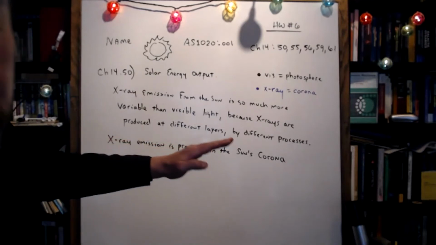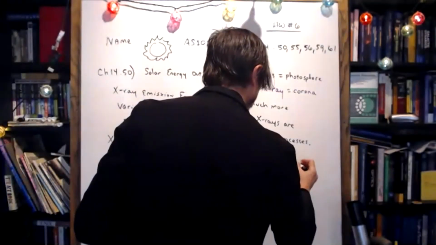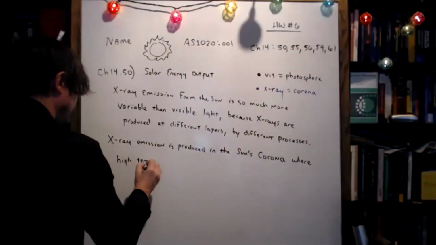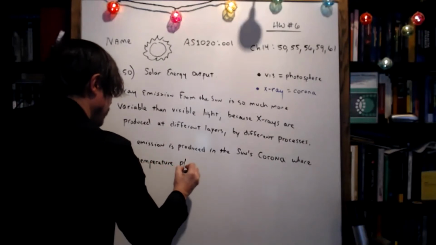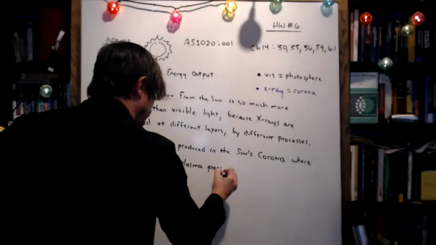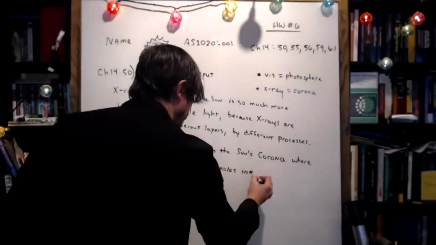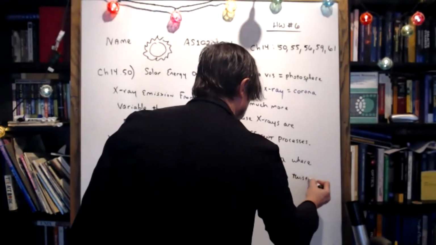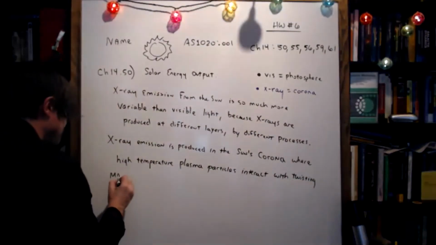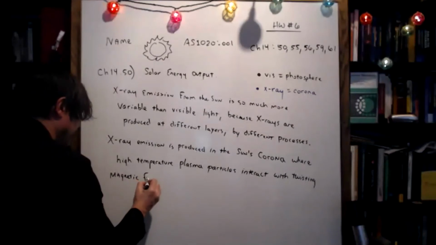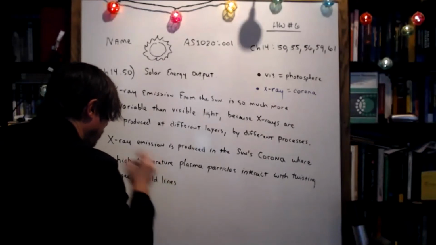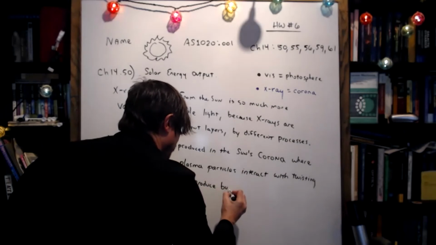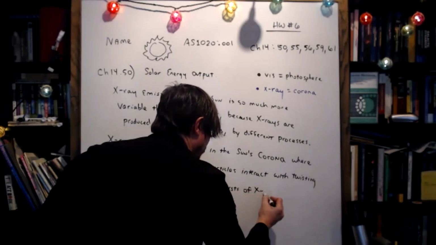X-ray emission is produced in the sun's corona, where high temperature plasma particles interact with twisting magnetic field lines to produce bursts of X-rays.